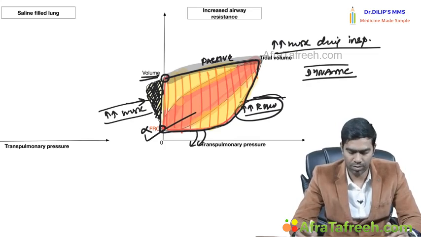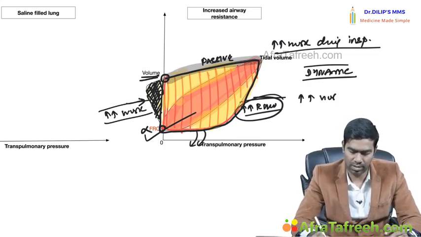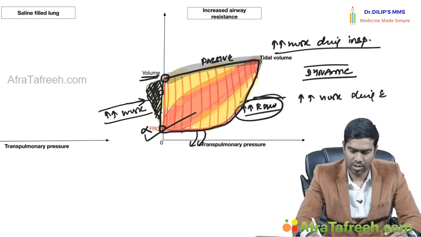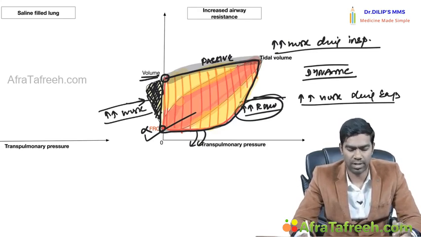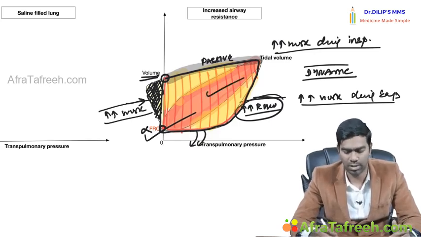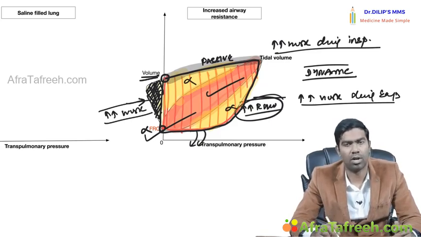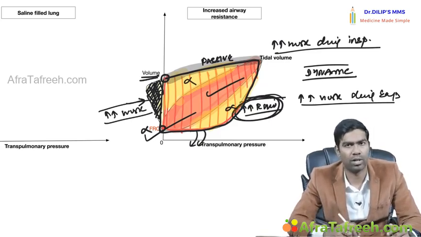Clear? So which means there is a lot of excessive work that is done during expiration also. So this is what happens in an obstructive lung disease, whenever there is excessive airway resistance, and that's what you have to note. So it's not static compliance alone that is important. You need dynamic compliance also, and airway resistance also plays a vital role in determining the compliance and the work done during breathing.